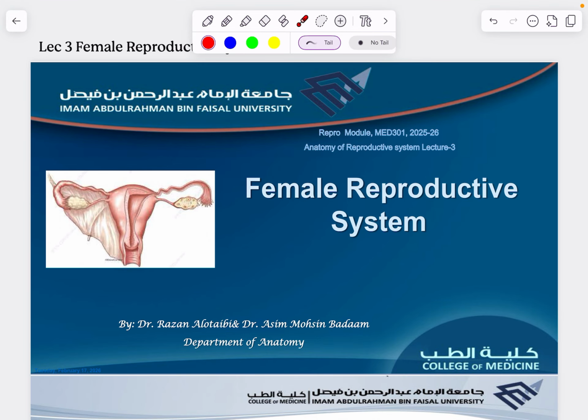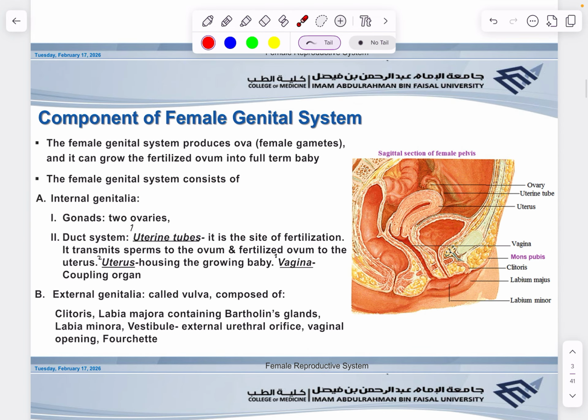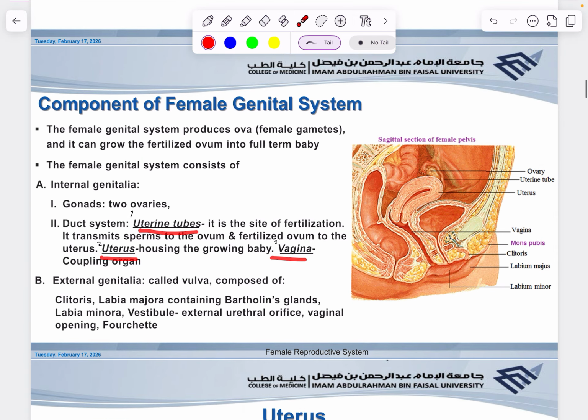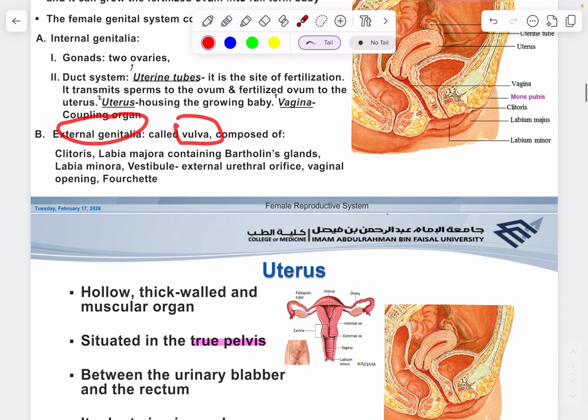Today, God willing, we'll take the anatomy of the female reproductive system. As an introduction, it consists of two parts: the internal genitalia and the external genitalia. Internal genitalia include two ovaries, which are responsible for the ova, and then we have the duct system, which is responsible for transportation: the uterine tubes, the uterus, and the vagina. As for the external genitalia, we're going to collectively refer to it as the vulva, and we'll see it in the coming slides.